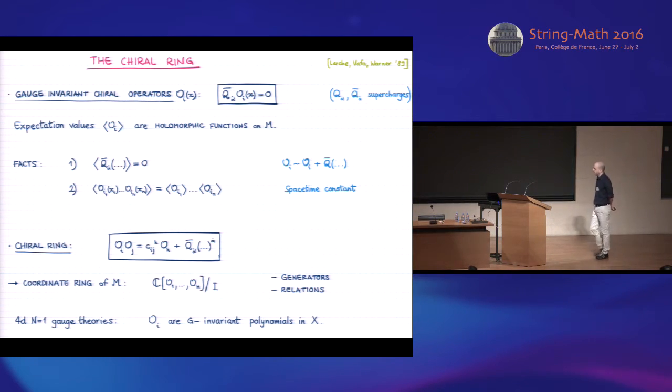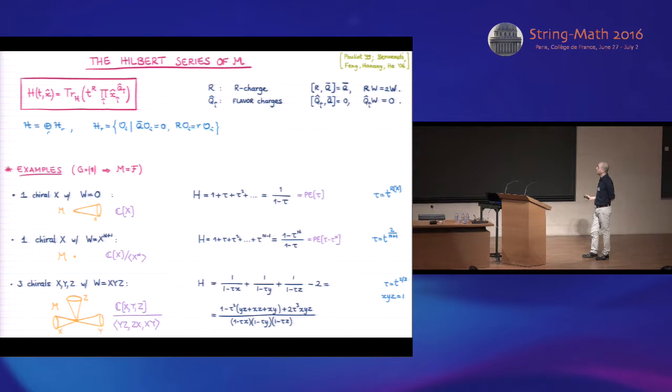And as was mentioned in the previous talk, this relates to the coordinate ring of the moduli space, and we're interested in questions such as determining the generators of this ring and the relations. So in the context of four-dimensional N=1 gauge theories, these gauge invariant chiral operators are gauge invariant polynomials in the matter fields X. A convenient tool to study gauge invariant chiral operators is the Hilbert series, which is a generating function that counts all chiral operators with a grading provided by the R symmetry R.